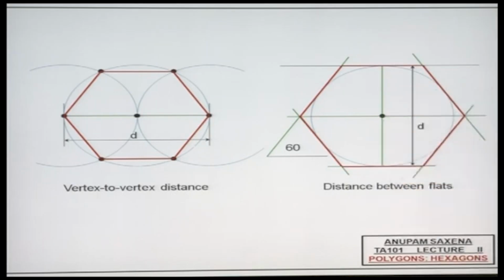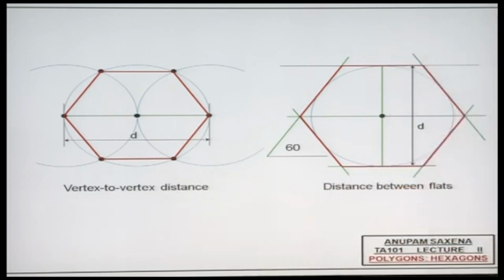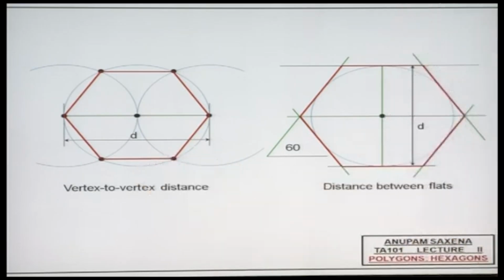So, the way this construction is done, the circle happens to be the inscribing circle inscribed within the hexagon. Vertex to vertex distance, distance between flats. In this case, the parent circle or the main circle happens to be the circumscribing circle. In this case, the parent and the main circle happens to be the inscribing circle to the hexagon.